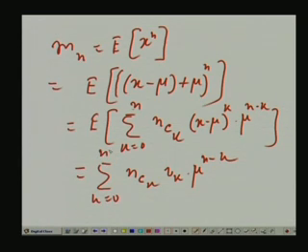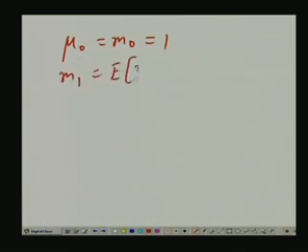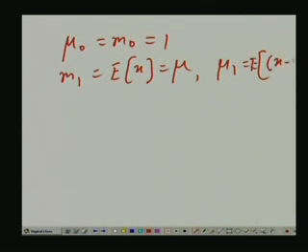As a special case, you can see one thing, that mu 0 or m 0, both are equal to 1. That is very easy to see, I will not go into it. Then what is m 1? M 1 is nothing but mu. But what is mu 1? Mu 1 is, you can put an expectation of x minus mu, and obviously x minus mu, its average value is 0. So, mu 1 is 0.